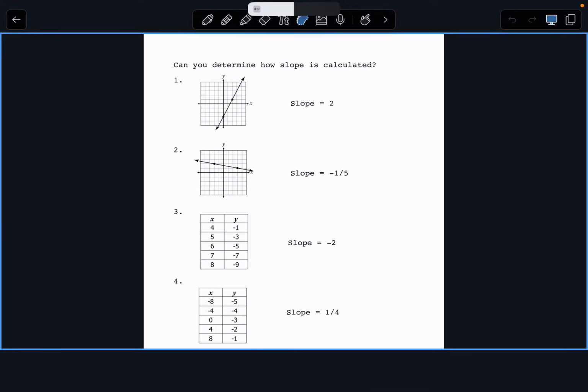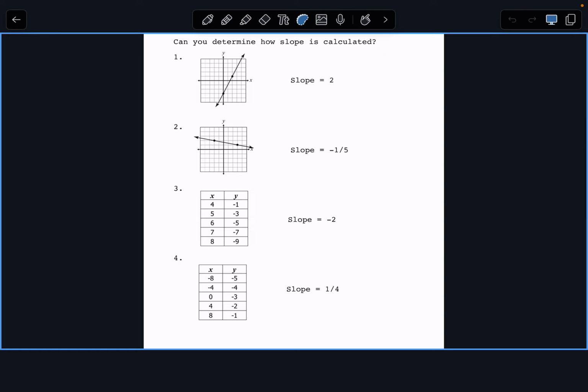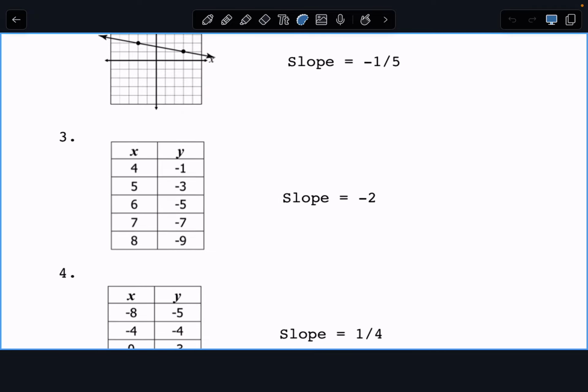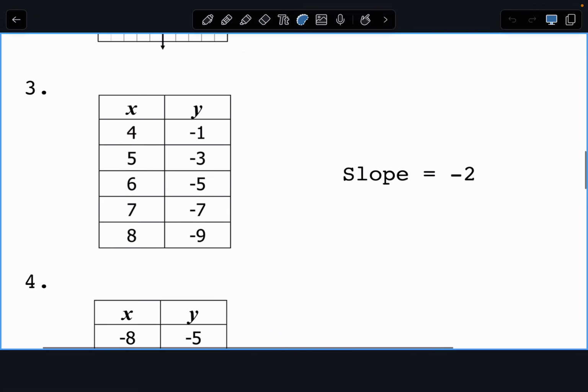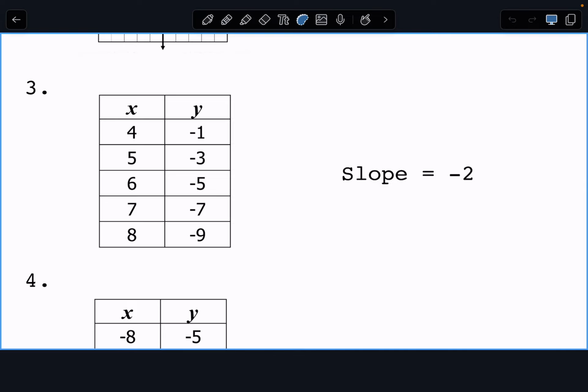Go ahead and talk about these four things. Okay? I'm hearing a lot of conversation happening right now. It's just me. Okay. What was easier to figure out the pattern for, the graphs or the tables? Okay, so let's talk. I heard more people say tables. So who can share with me why this slope is -2?